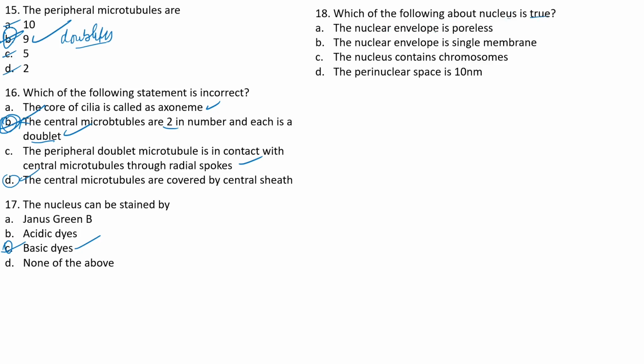The nuclear envelope is poreless. The nuclear envelope is a single membrane. The nucleus contains the chromosomes. The perinuclear space is 10 nanometer. Okay, so D is our right answer.